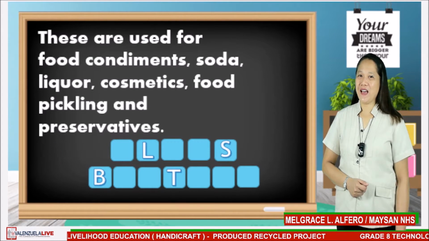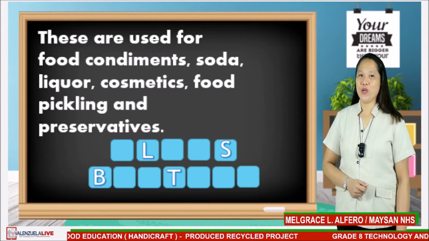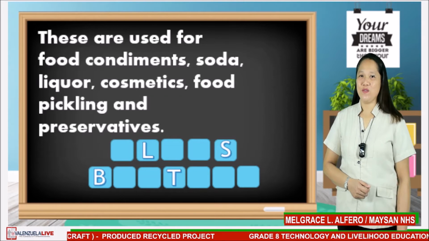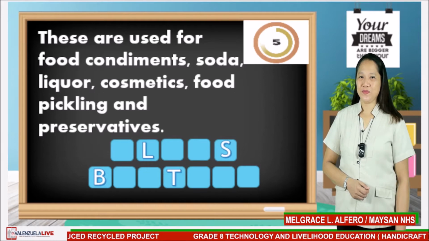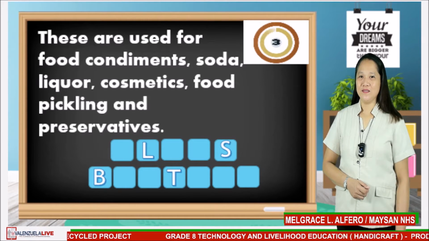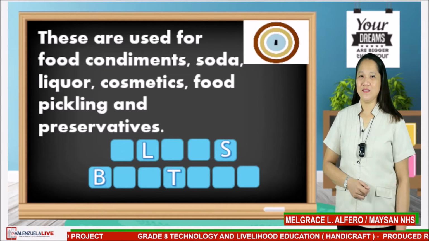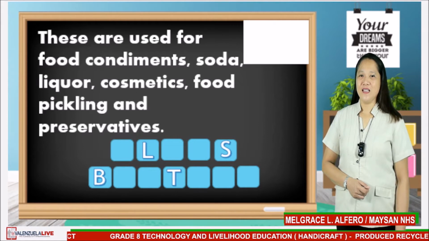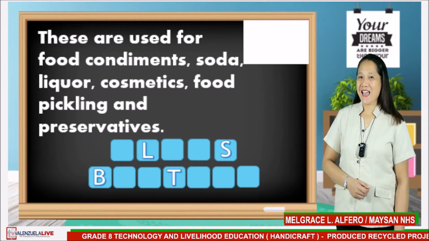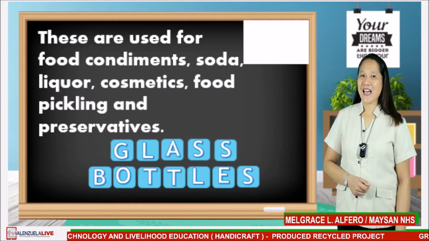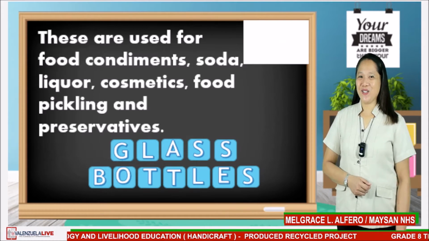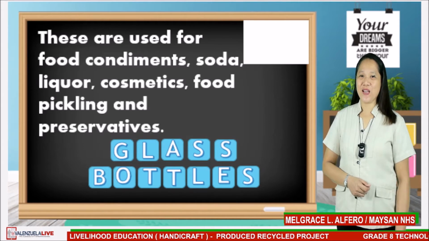And number 5. These are used for food condiments, soda, liquor, cosmetics, food pickling, and preservatives. Timer starts now. Time is up. What is the answer? You are correct. The answer is glass bottle. Excellent, learners. You answered all the questions correctly.